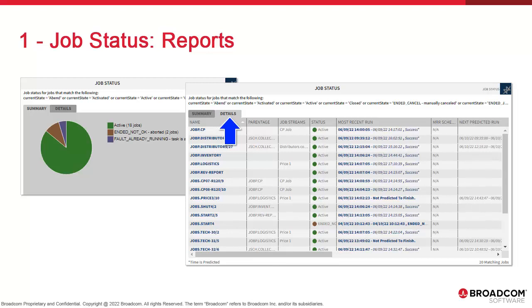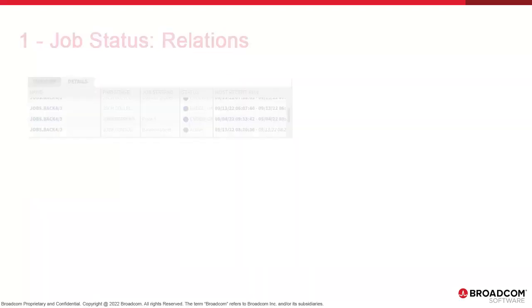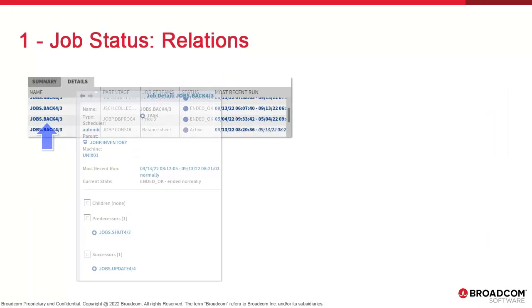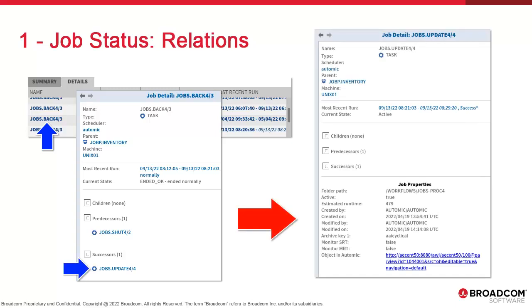Certain data points are live links. For example, you can access the job details, the details of the most recent run, or the load associated with a specific agent using the machine link. In the details list, you can click on any of the jobs and navigate the children, predecessors, and successors, and in turn display job details for these as well.